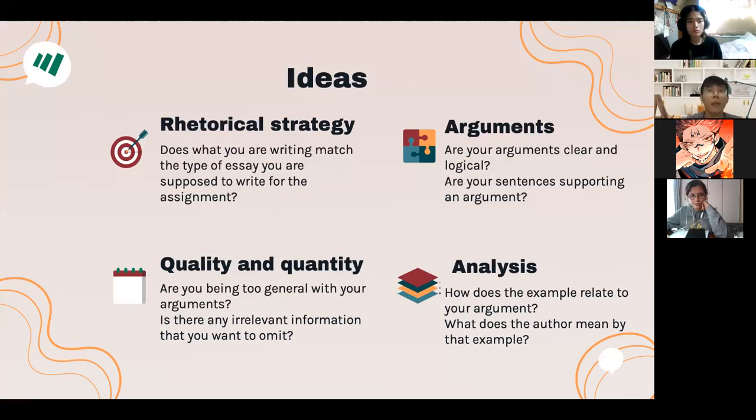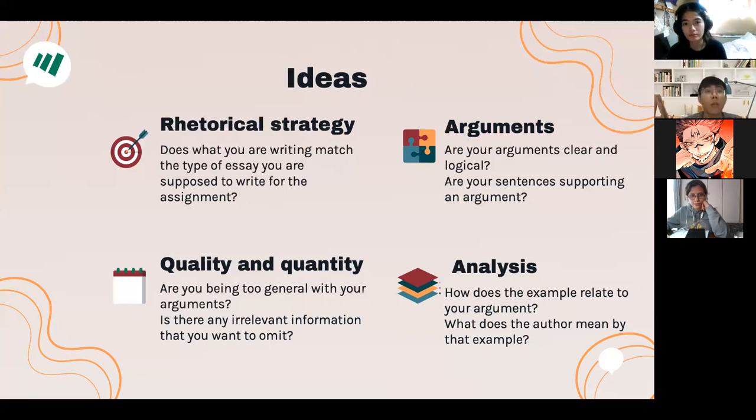And another thing to keep in mind, make sure that you are not just repeating what the author's saying, right? Or you're just repeating the previous argument. Rather, you want to explain the implications of the author's finding and how that applies to your argument, right? So that's about the ideas.